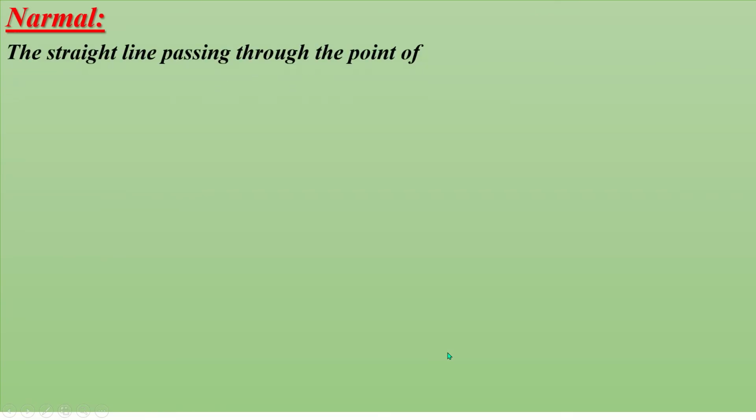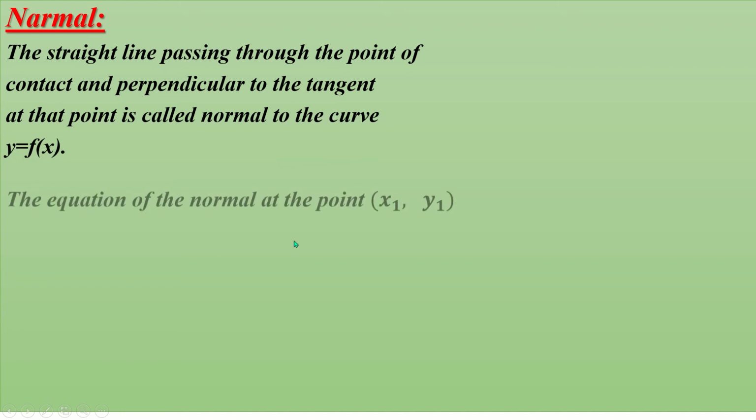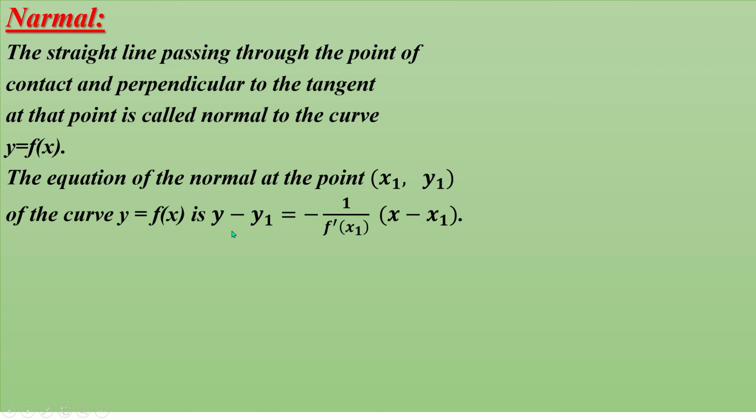Normal. The straight line passing through the point of contact and perpendicular to the tangent at that point is called the normal to the curve y equals f of x. Therefore, the equation of the normal at (x1, y1) is y minus y1 equals minus 1 divided by f prime x1 into x minus x1. But the equation of the tangent was y minus y1 equals f prime x1 into x minus x1.